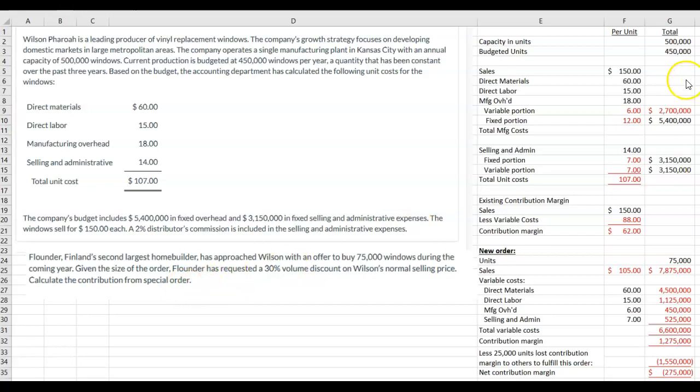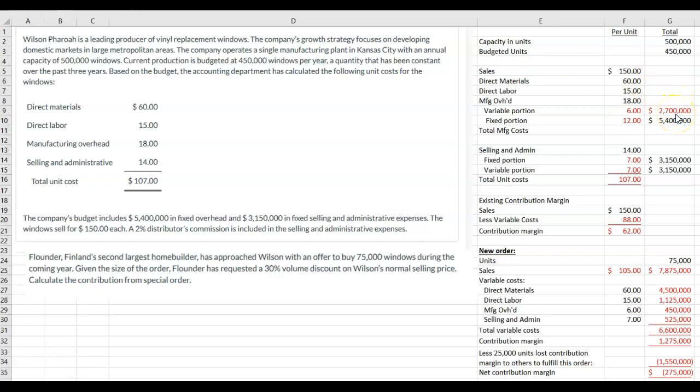So now if you look off to the right, what I did is I put a column for per units and a column for total. And hopefully I've done the colors correctly. Anything in black is given to you, and anything in red was a calculation. So we know there was 500,000 units total capacity. There's your capacity number. And they're operating and budgeting at 450,000. And then they gave us the selling price of $150 and the various costs.